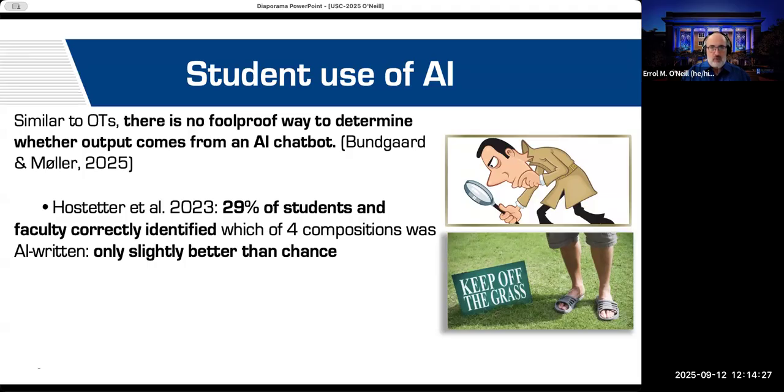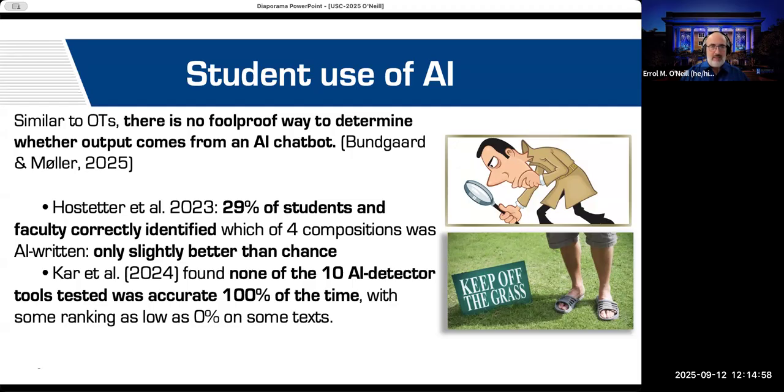And with compositions in English, some college students and faculty were asked to identify which one of 4 compositions was produced by AI, and they had about a 30% success rate, which is about the same as chance. If they were just picking blindly, they'd have a 1 in 4 chance of getting it right. So it's just slightly better than randomly guessing. They were not able to necessarily tell when AI was used.